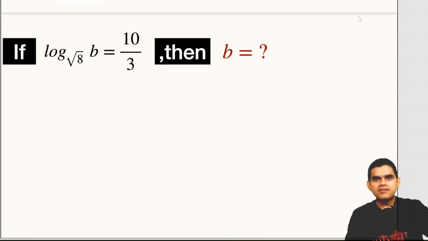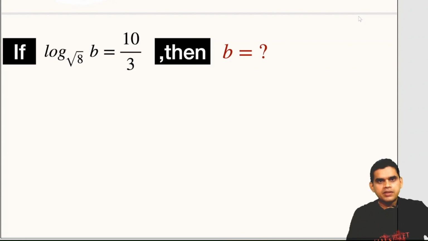Once again I am back with an interesting question today, and this question is related to logarithm. The question says that if logarithm of b base square root of 8 is equal to 10 upon 3, then we have to find the value of b. I hope you know the properties of logarithm.